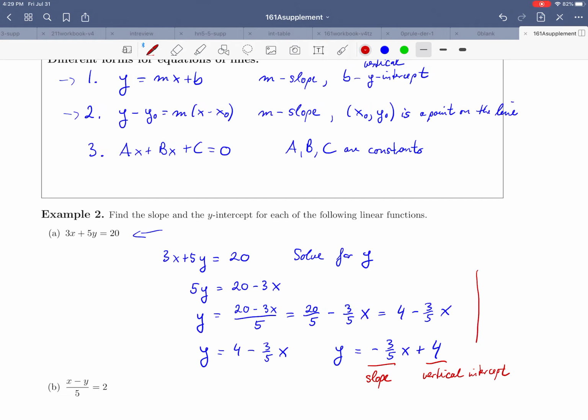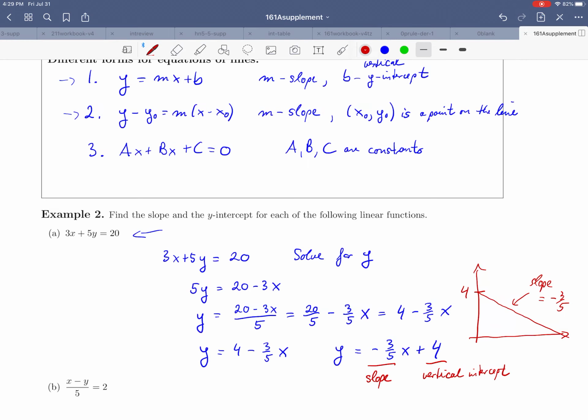So it's easy to draw this way. That's probably why we make such a big deal out of it. I have the vertical intercept as positive 4. So I know that much. And then I know my line is decreasing and the slope is minus 3/5. So I know both things.